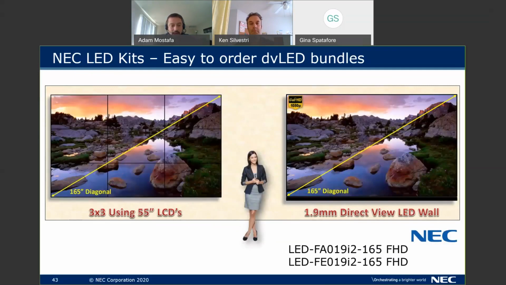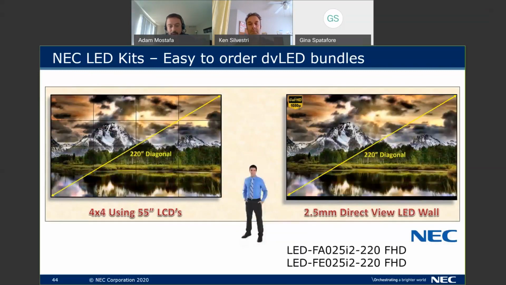If your customer has a 3x3 of 55s, perfect. We have the 1.9 millimeter like we showed in the briefing center, 165 inch, and that's a 6x6 full HD, FA and FE as well. And lastly, 4x4 of 55s, available in 2.5 millimeter panels that will get us to full HD, and also a very cool solution, 1.2 millimeter that will get us to 4K. So 8x8, 220 inch, 4K using 1.2 millimeter, or full HD using 2.5 millimeter, ready to go, FA and FE.